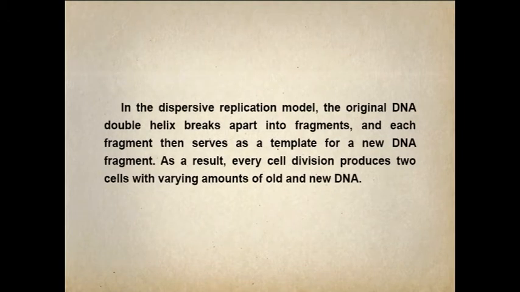On the other hand, in the dispersive replication model, the original DNA double helix breaks apart into fragments, and each fragment then serves as a template for a new DNA fragment. As a result, every cell division produces two cells with varying amounts of old and new DNA.